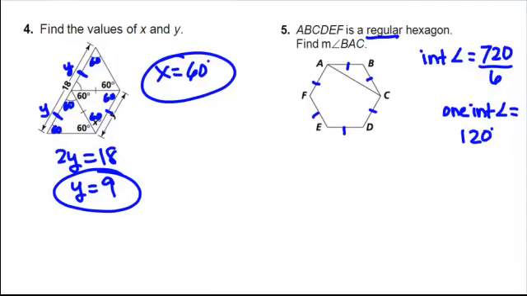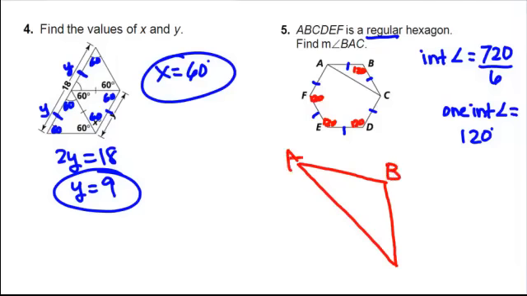So I know these angles are 120 degrees. The problem says find the measure of angle BAC. So take a look what we have here. This angle right here is 120 degrees. This is 120, this is 120, this is 120. But I want you to focus on this triangle. I'm going to redraw it so it's a little bit bigger. This is A, B, C. That's 120. And don't forget, these sides are equal.